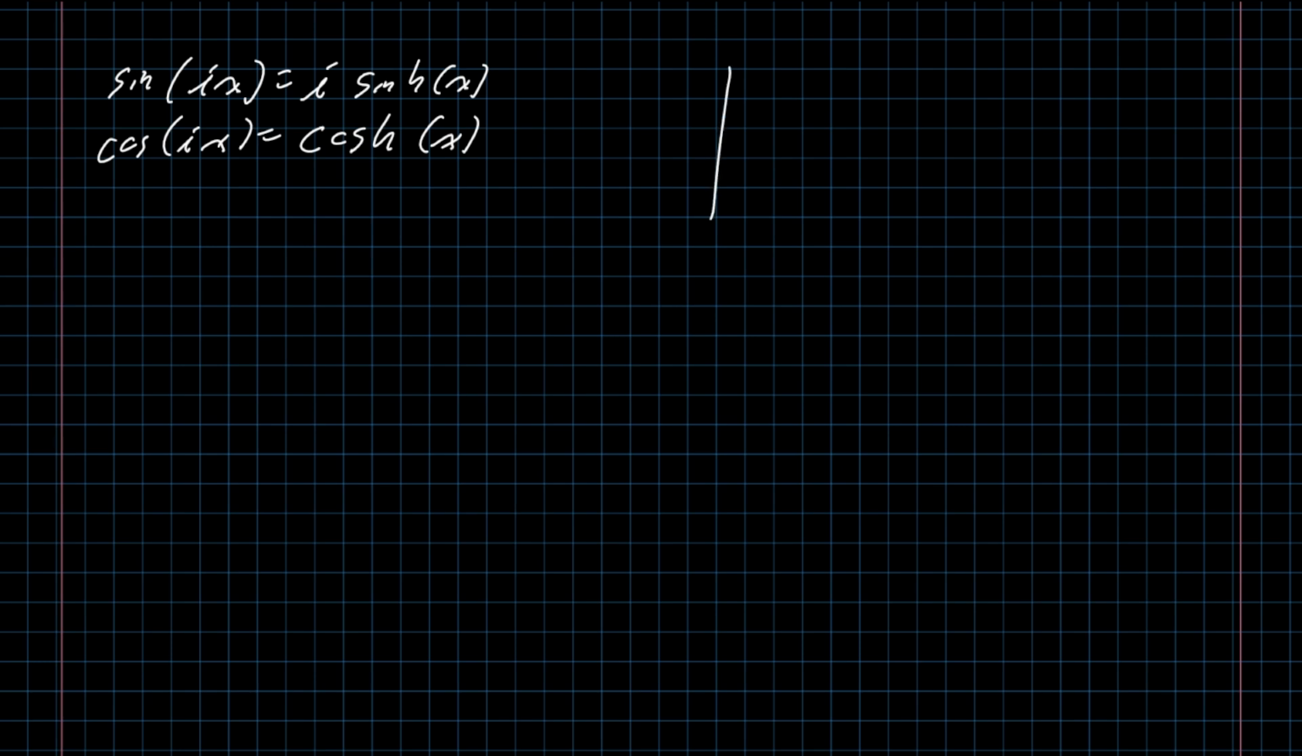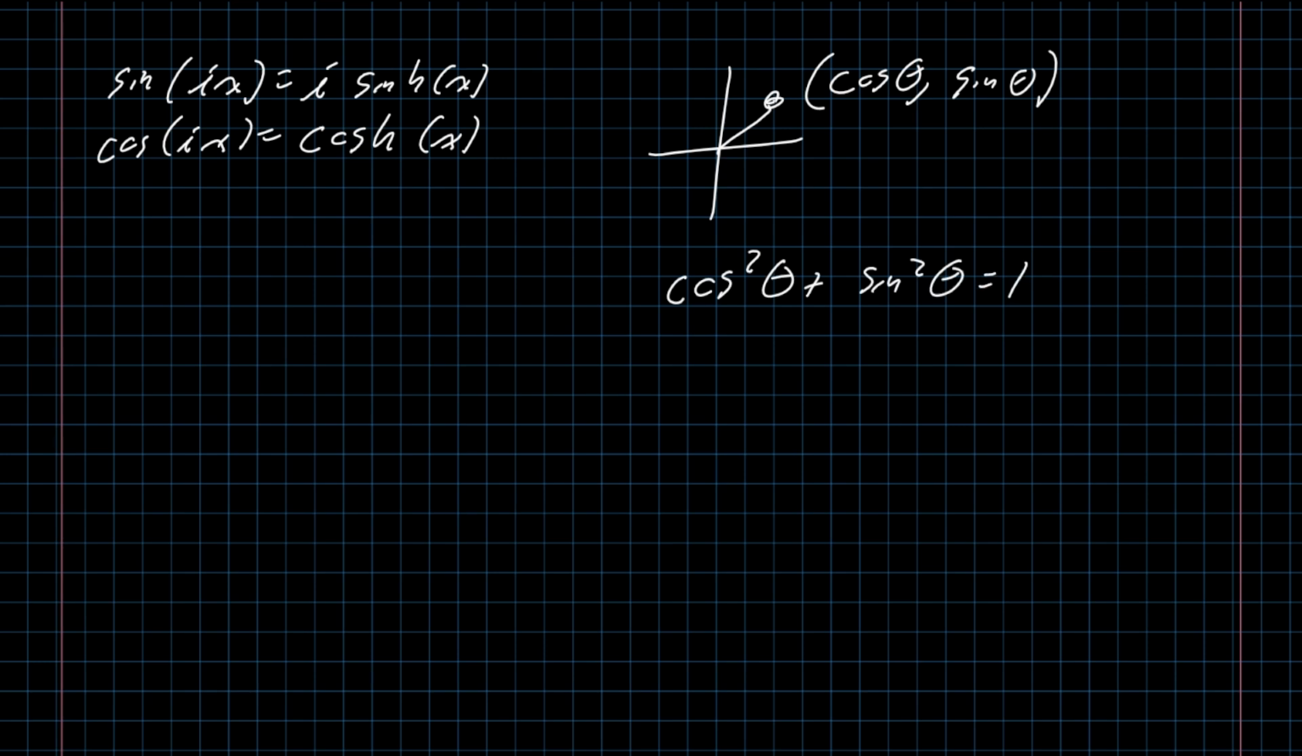Well, remember that on the unit circle, we have ordered pairs (x, y), where x is the cosine of theta and y is the sine of theta. And this is the unit circle, which gave us that cosine squared theta plus sine squared theta equals 1. But more to the point, this is the equation of a circle: x squared plus y squared equals 1.